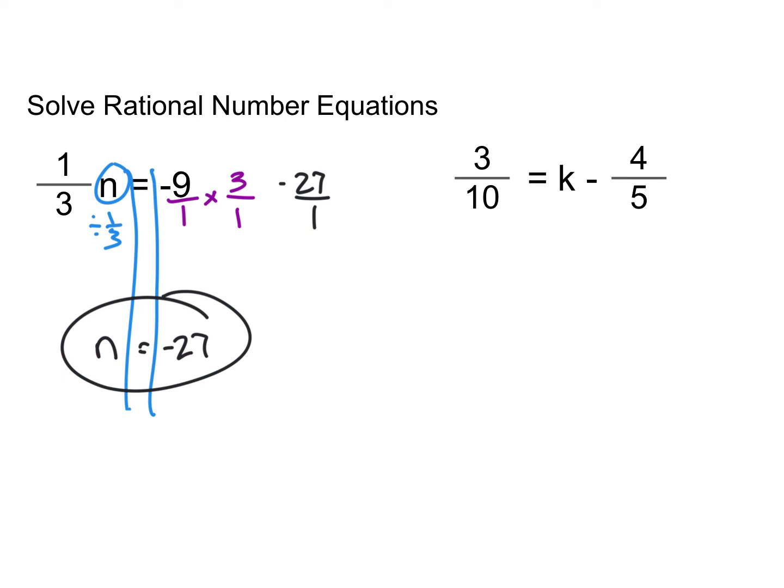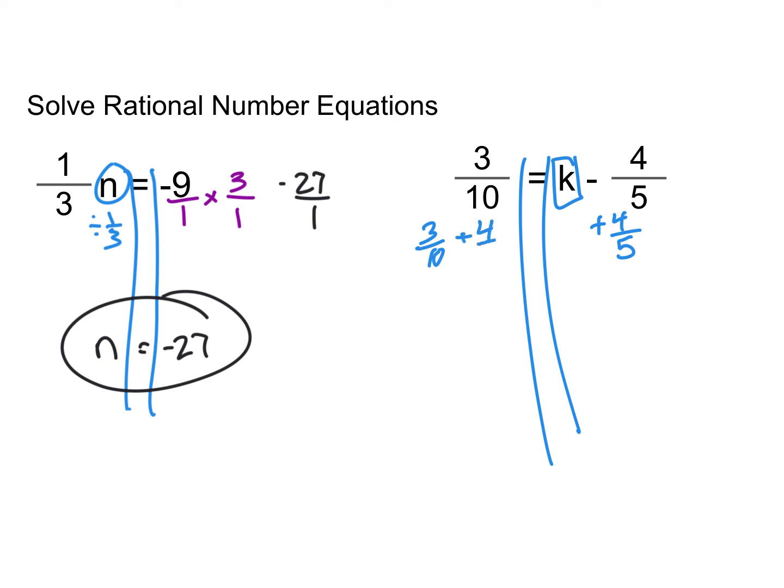And the last one, I want to get k all by itself. Right now, I'm subtracting 4/5, so I want to do the opposite. I want to add 4/5. I need to get a common denominator, so 3/10 plus 4/5, a good denominator would be 10.